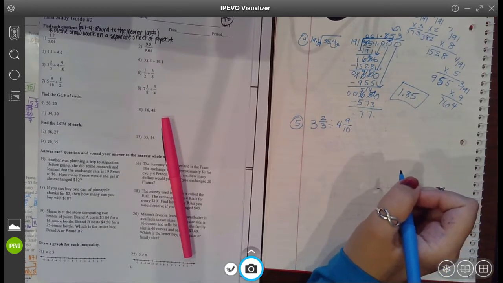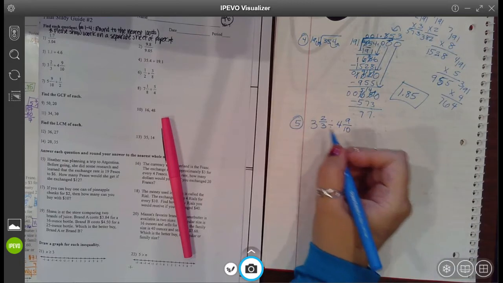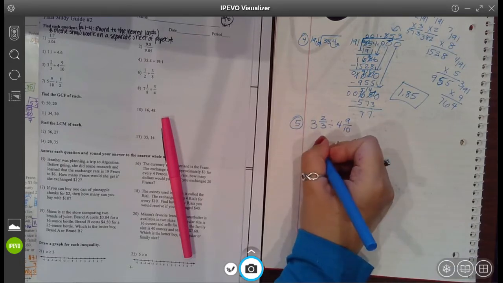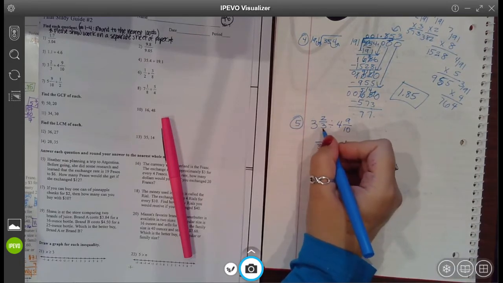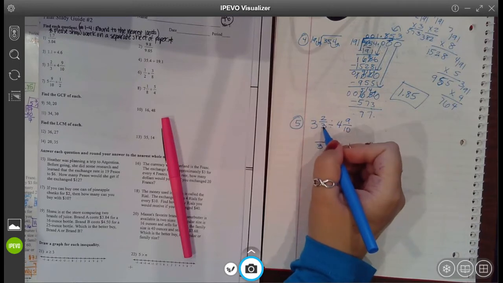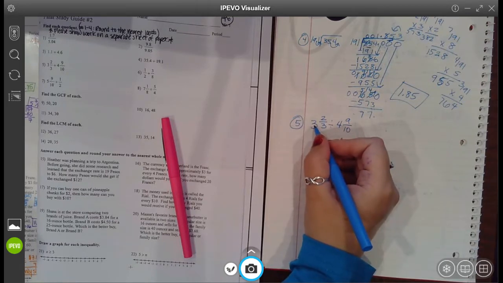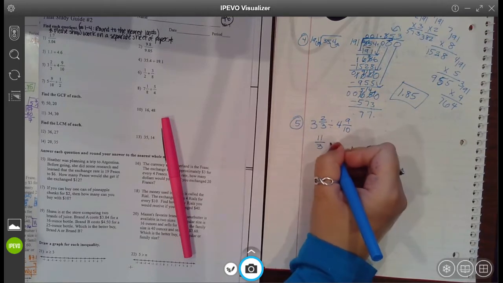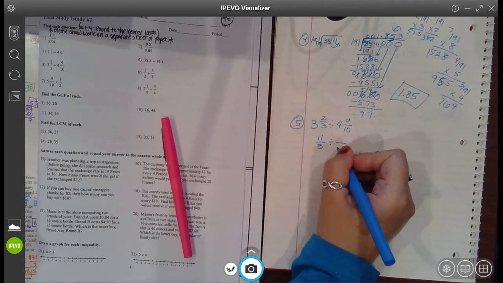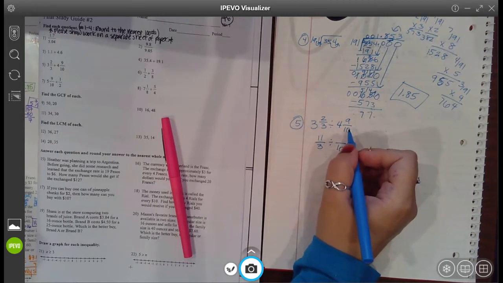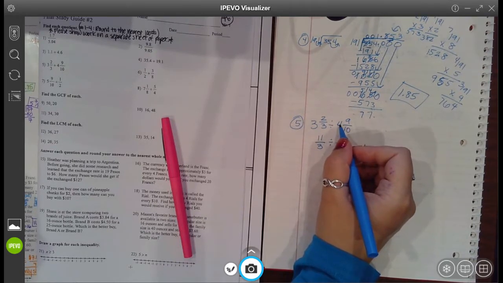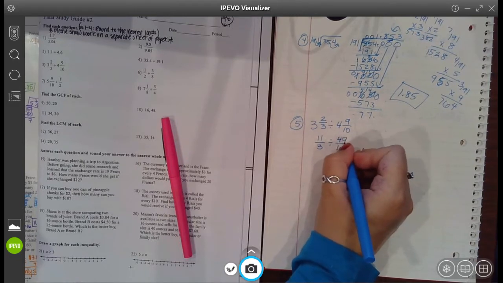When you're dividing with fractions, you have to change the mixed numbers to improper fractions. So keep the denominator the same, multiply the denominator with the whole number, and add the numerator in order to figure this out. So 3 times 3 is 9. 9 plus 2 is 11. This one stays the same in the denominator, and then 10 times 4 is 40. 40 plus 9 is 49.